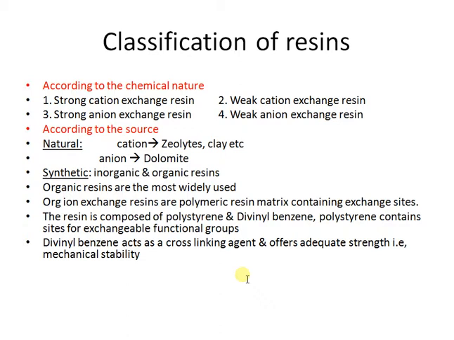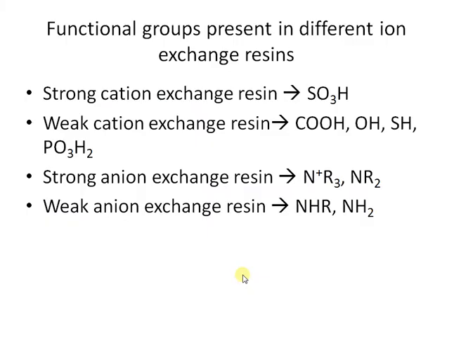The polymeric resin matrix contains exchange sites. The resin is composed of polystyrene and divinyl benzene, and polystyrene contains the sites for the exchangeable functional groups. Divinyl benzene acts as a cross-linking agent and offers adequate strength, that is, mechanical stability. Functional groups are present in the different ion exchange resins: strong cation exchange resin, weak cation exchange resin, strong anion exchange resin, and weak anion exchange resin.